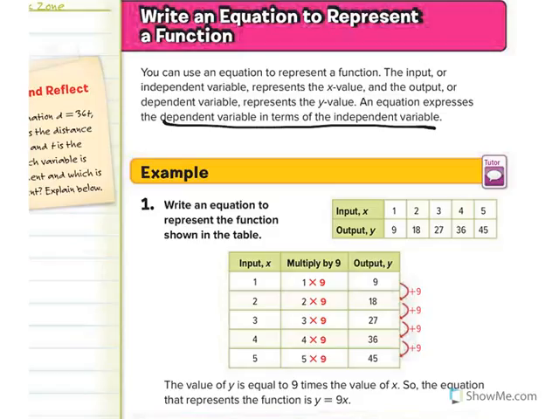Let's look at example 1. Write an equation to represent the function shown in the table. So if you look at that input-output table, similar to what we've seen in previous lessons, you're going to try and look for the relationship between the input and the output. How do you get from one to the other, right?